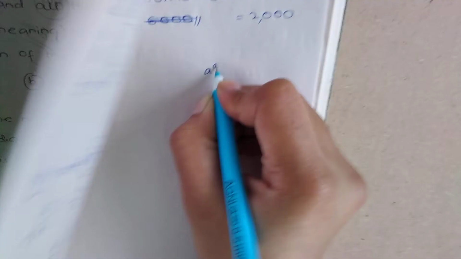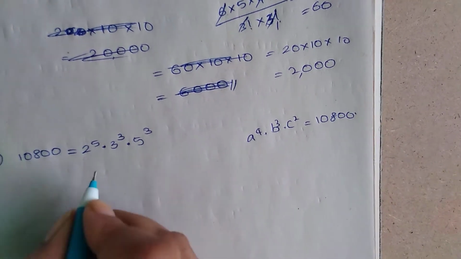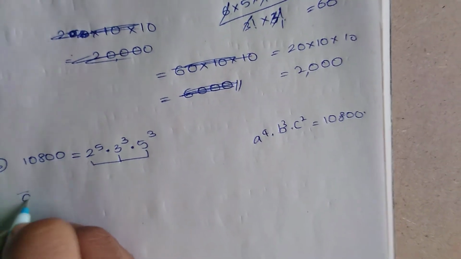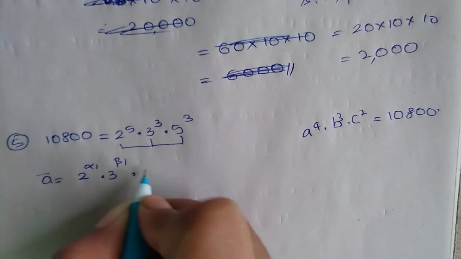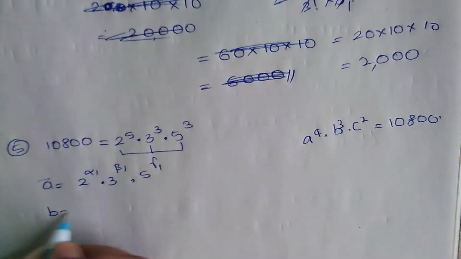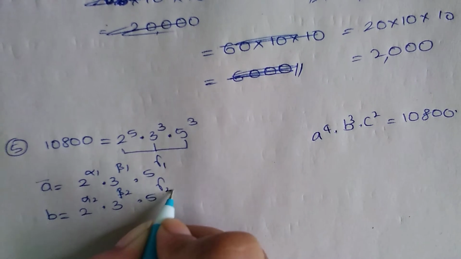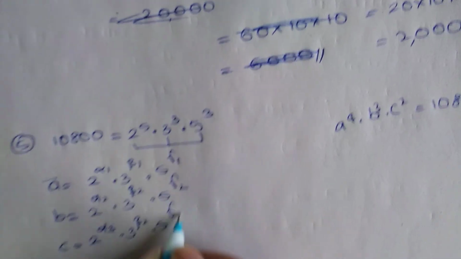And in terms of that, a power 4 into b cube into c square is equal to 10800. Yes. Now, in the same way as the fourth question, you have to write a, b, c in terms of these: 2, 3 and 5. What can you write it as? A is equal to 2 power alpha 1 into 3 power beta 1 into 5 power gamma 1. B can be written as 2 power alpha 2, 3 power beta 2, 5 power gamma 2. C can be written as 2 power alpha 3, 3 power beta 3 into 5 power gamma 3.